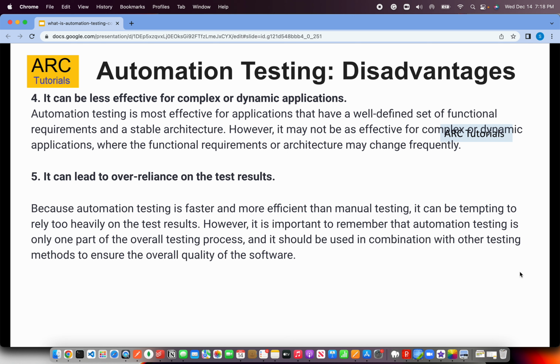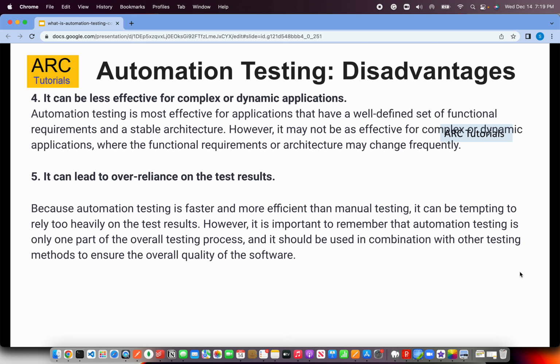Not very functional or dynamic in nature. Writing an automation test suite for such applications is not suggested or recommended because it's fairly simple and can be easily achieved with manual testing rather than involving time, cost, and resources. It can lead to over reliance on the test results.